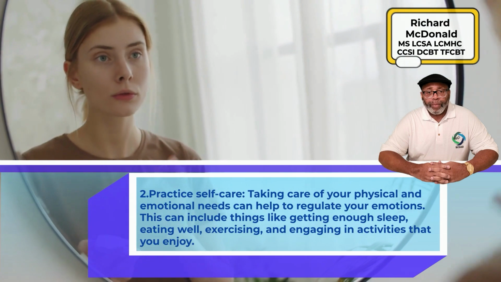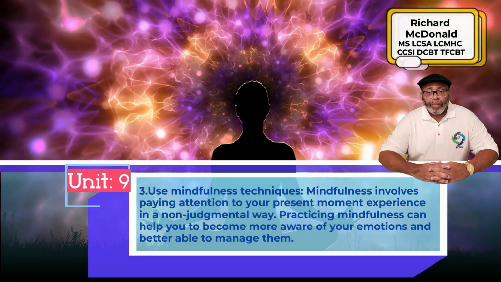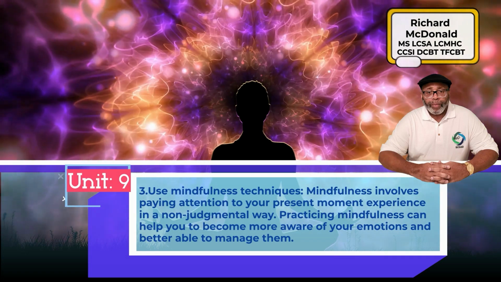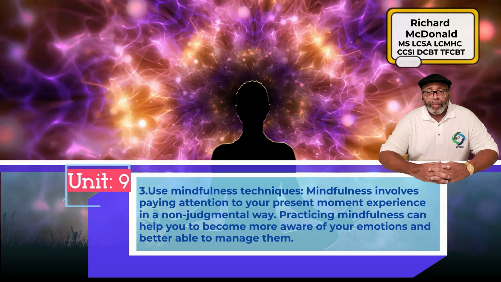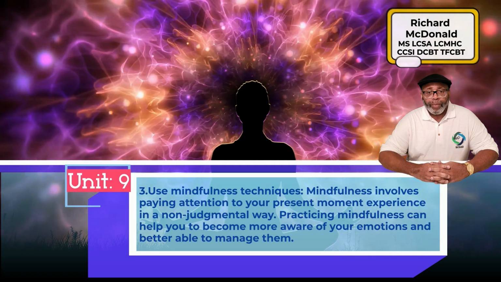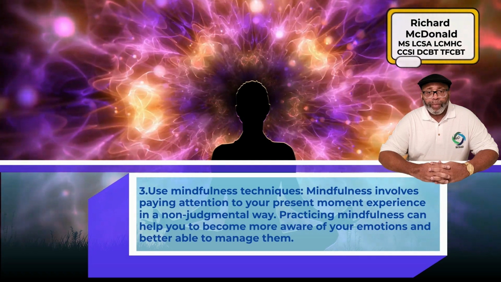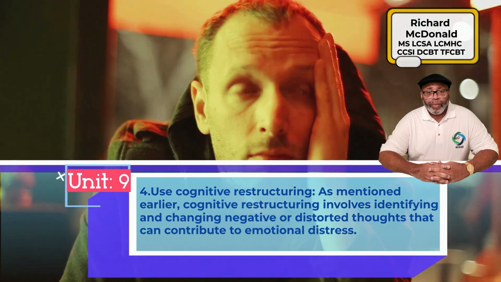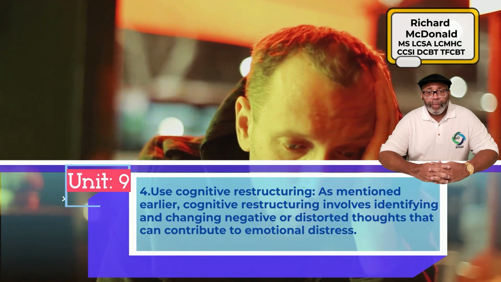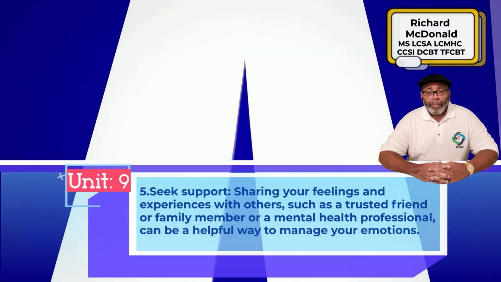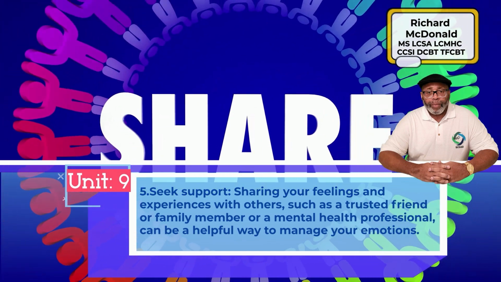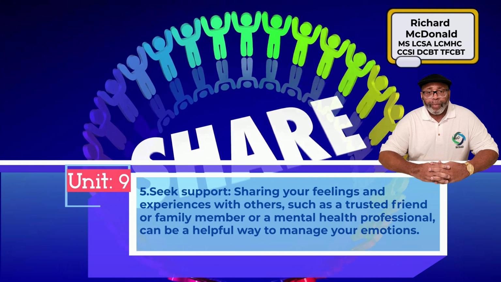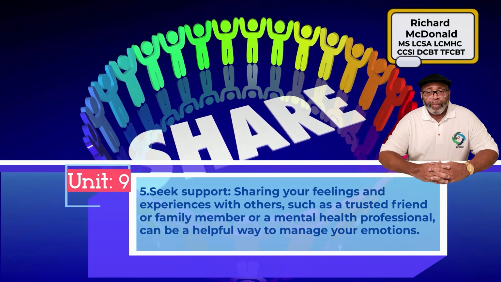3. Use mindfulness techniques. Mindfulness involves paying attention to your present moment experience in a non-judgmental way. Practicing mindfulness can help you to become more aware of your emotions and better able to manage them. 4. Use cognitive restructuring. As mentioned earlier, cognitive restructuring involves identifying and changing negative or distorted thoughts that can contribute to emotional distress. 5. Seek support. Sharing your feelings and experiences with others, such as a trusted friend or family member or a mental health professional, can be a helpful way to manage your emotions.